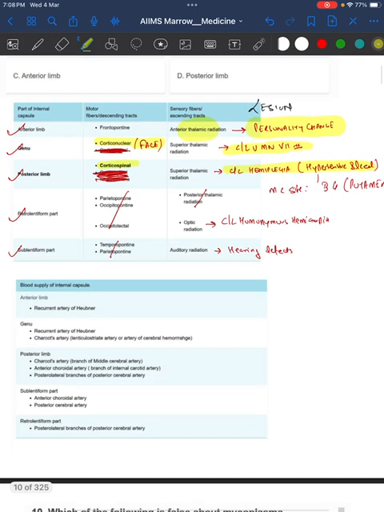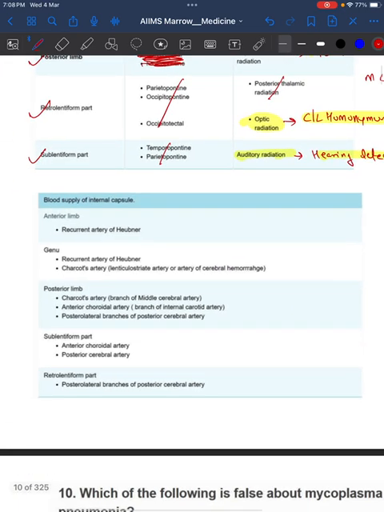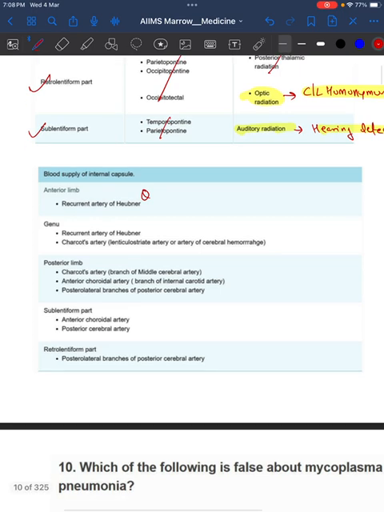Then retrolentiform. The important point is optic radiation and contralateral homonymous hemianopia. Sublentiform, auditory hearing defects. Then the next point that you should know, an important question from this part, is the blood supply of the internal capsule. Anterior limb is supplied by the recurrent artery of Heubner. This is a question. Genu is supplied by the Charcot's artery. Important question. Posterior limb is supplied by the Charcot's artery, anterior choroidal, and the posterior cerebral artery. These have been asked. Sublentiform is by the anterior choroidal and posterior cerebral, not so important.